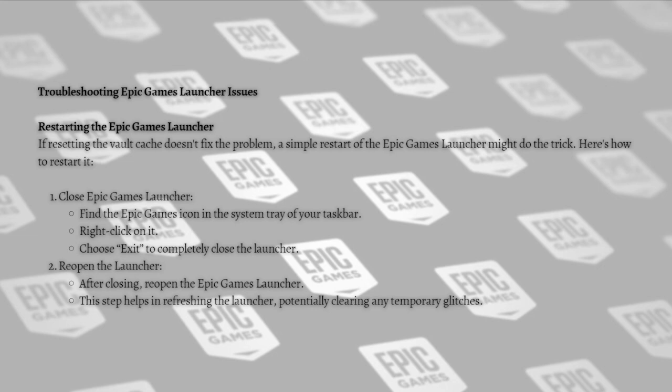So first, you just need to choose Epic Games Launcher. Find the Epic Games icon in the system tray of your taskbar and then just simply right click on it and then choose exit to completely close the launcher. And then after that, just reopen the launcher. After closing, reopen the Epic Games Launcher. So these steps help in refreshing the launcher, potentially clearing any temporary glitches.